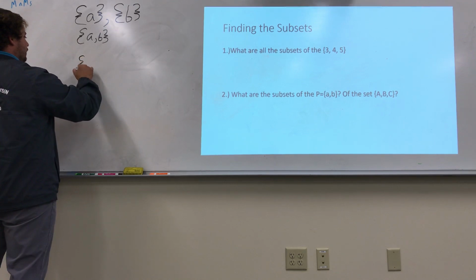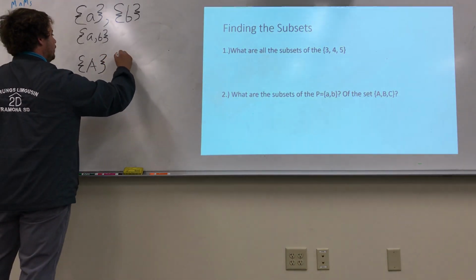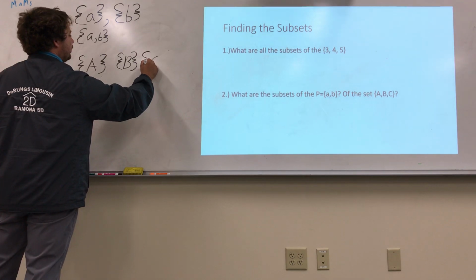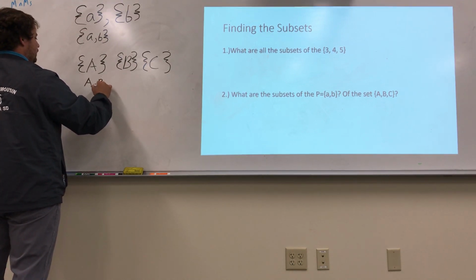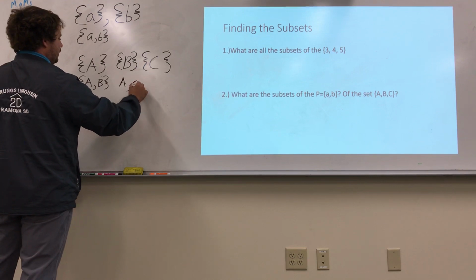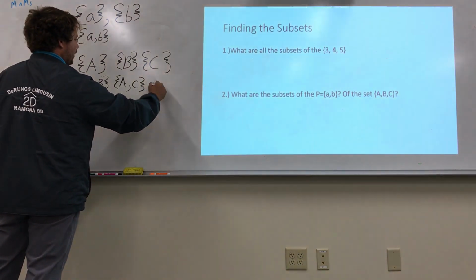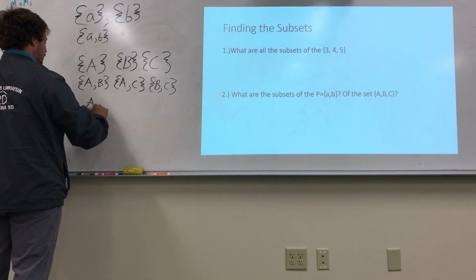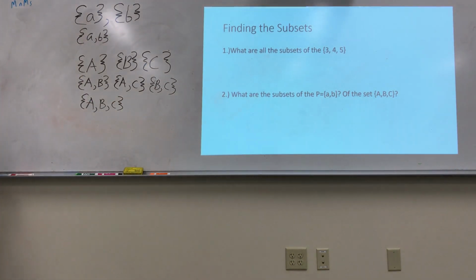Well, I could have just A. I could just have B. I could have C. I could have A, B. I could have A, C. I could have B and C together. And I have A, B, C. There is that one.